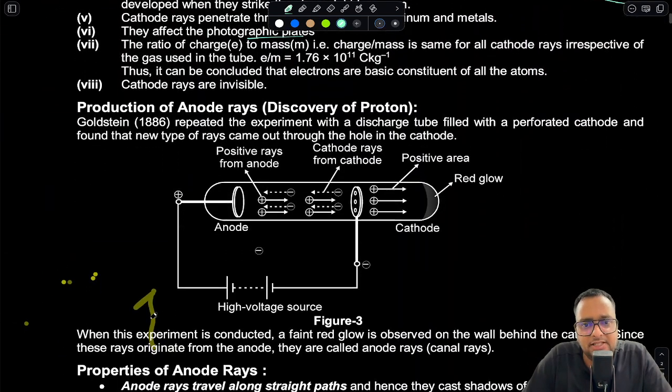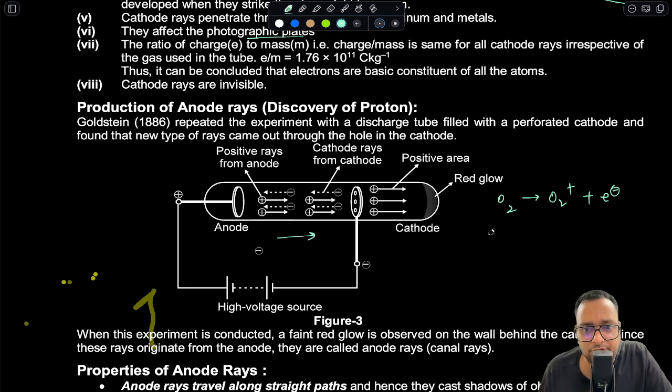Now, Goldstein in 1886 observed the anode ray. This was the discovery of the proton. As I discussed, when oxygen is ionized, O2+ and an electron come out. The electron goes from cathode to anode, but O2+ is also there, and it will go from cathode to anode side.